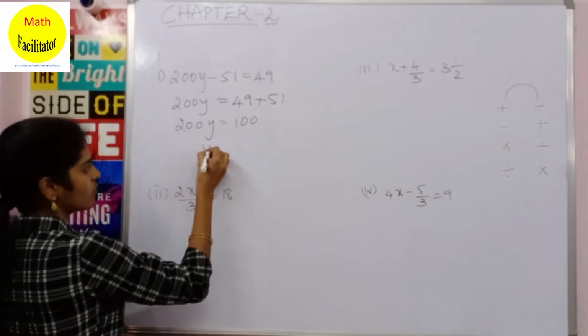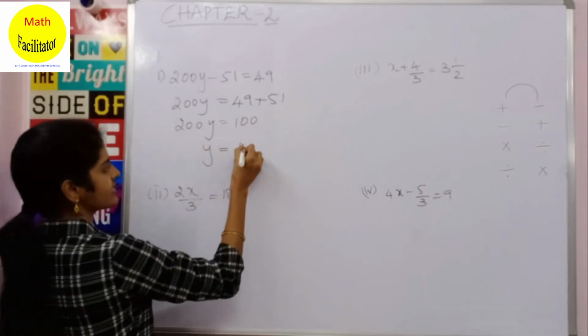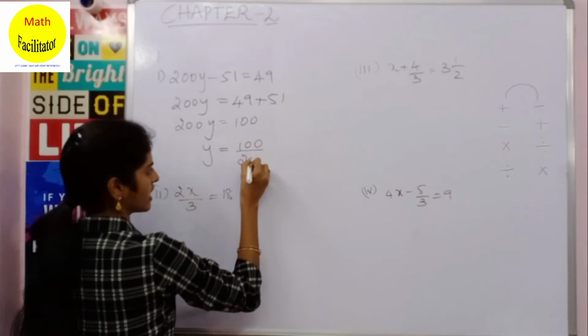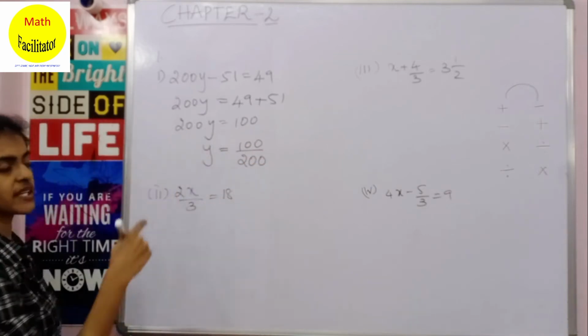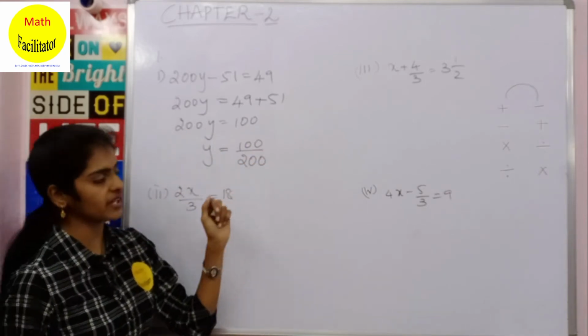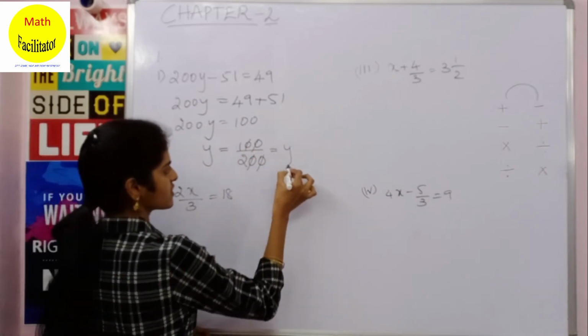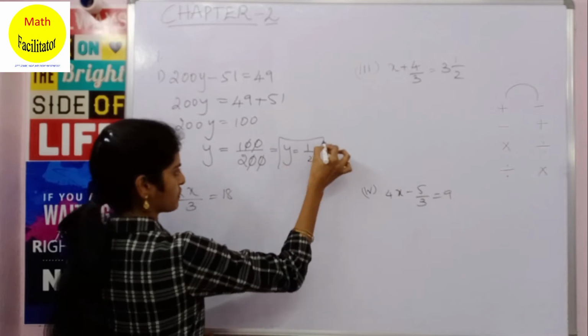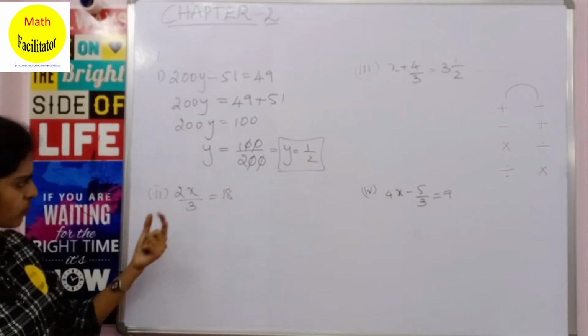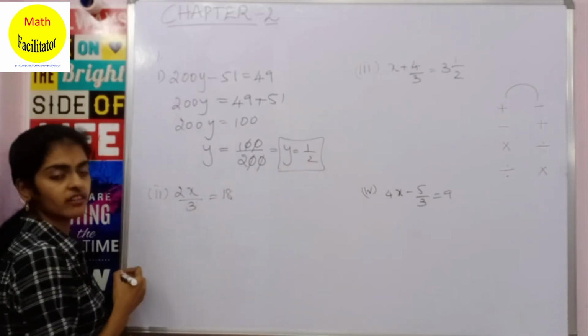Now you want the value of y. Y is 100 divided by 200. Why? Because 200 is in multiplication. Here if it goes to the other side, it becomes division. So y is nothing but 1 by 2. Clear? Now moving on to the next bit, you want the value of x here.